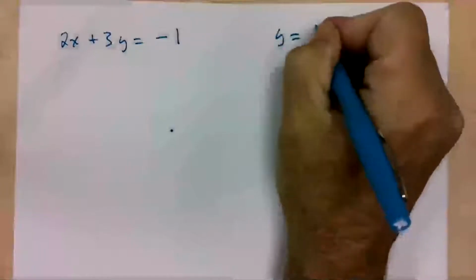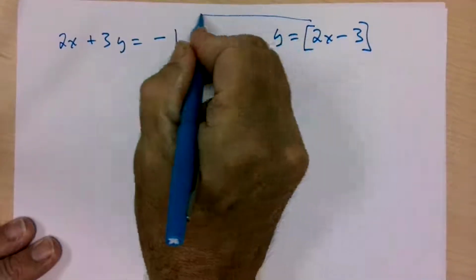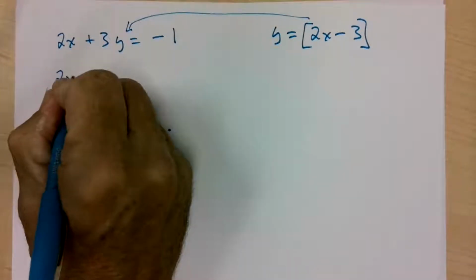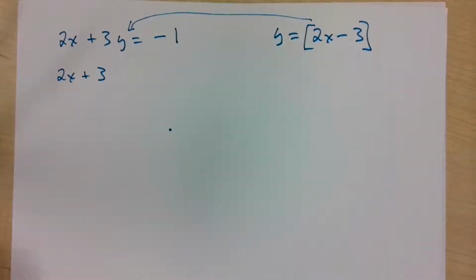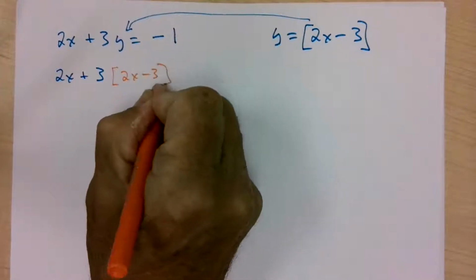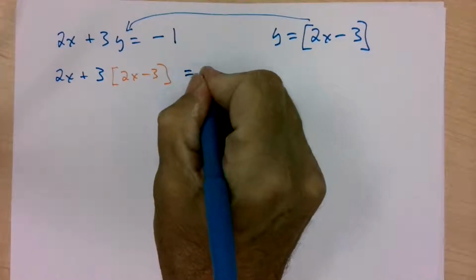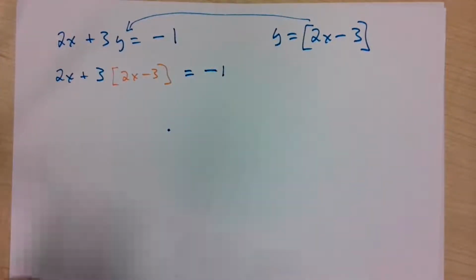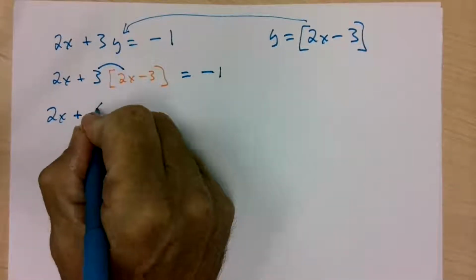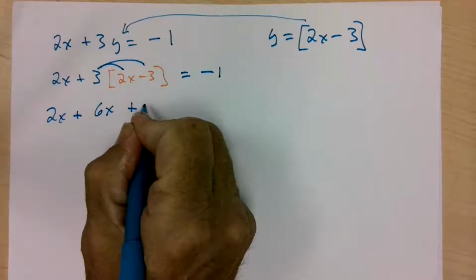I'm going to take this value for y and substitute it into the first equation. It's going to go in for that y. So I'll get 2x plus 3 times y, which is 2x minus 3, equals -1. Let's distribute. So I have 2x plus 3 times 2x is 6x. 3 times -3 is -9.